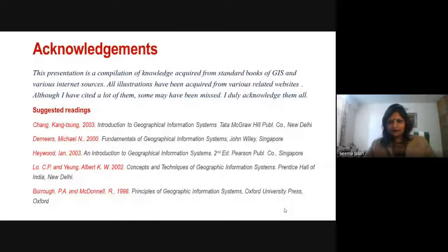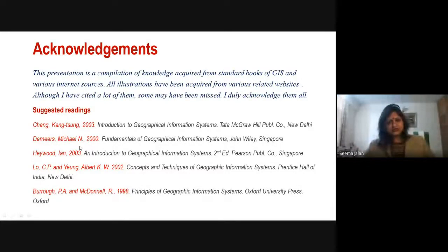These are some books that you can go through for theoretical understanding. This is a very good book, Kang-tsung Chang. It is primarily based on ArcGIS, but the concepts are the same. And it has 12 chapters, very short chapters, not too long, and you can very easily understand all the basics of GIS.